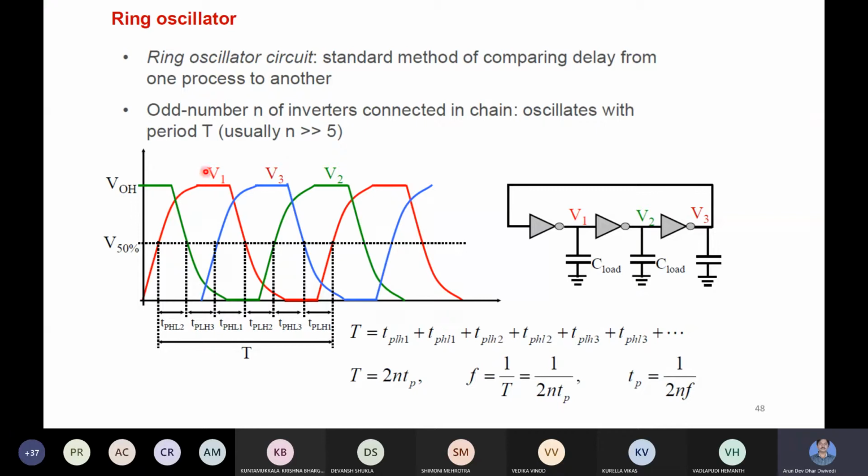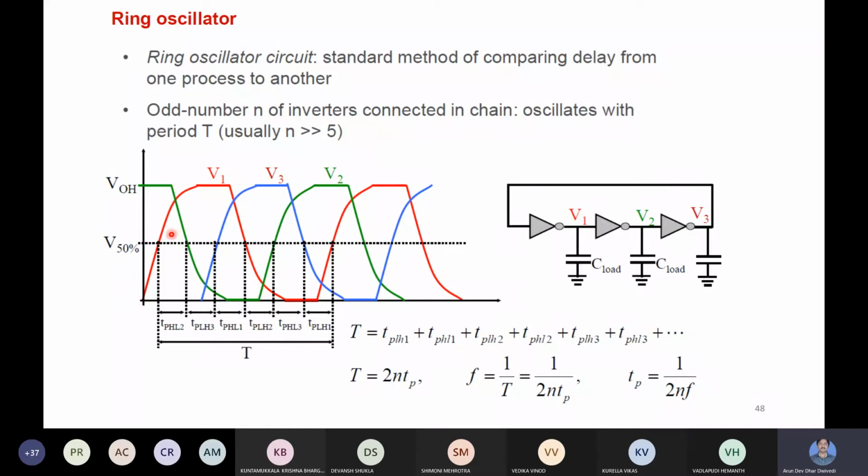This red one is the output of the first stage inverter, and the third one is not shown as blue here, but it is blue. This blue color V3 is basically the output of the third stage, which also works as the input for the first stage. So accordingly, we can calculate the, sorry, not noise margin, we can calculate the delay.